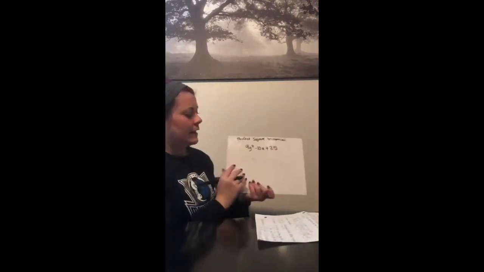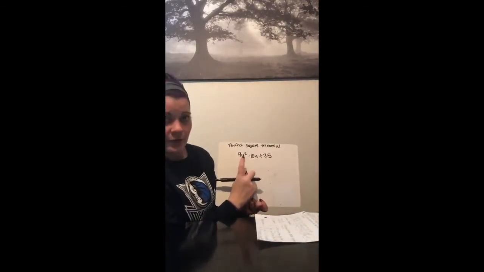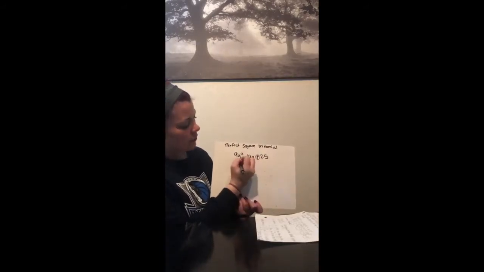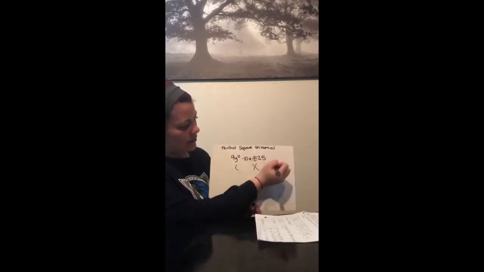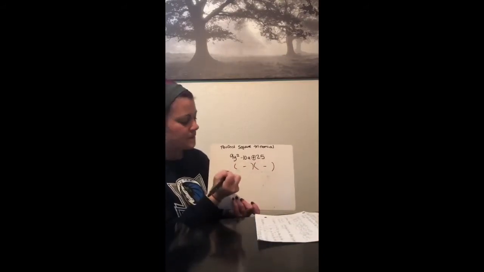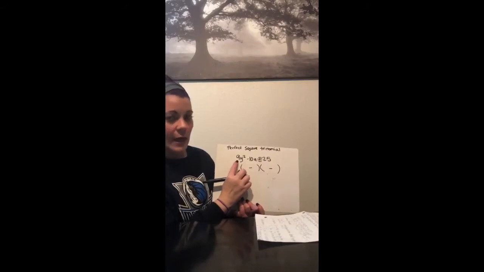Let's do one more. 9y squared minus 10a plus 25. So again, we know that 9y squared is a perfect square. We know that 25 is a perfect square. This is addition. So we can put them into 2 binomials. Look at the middle term to see what operation. So it's subtraction.